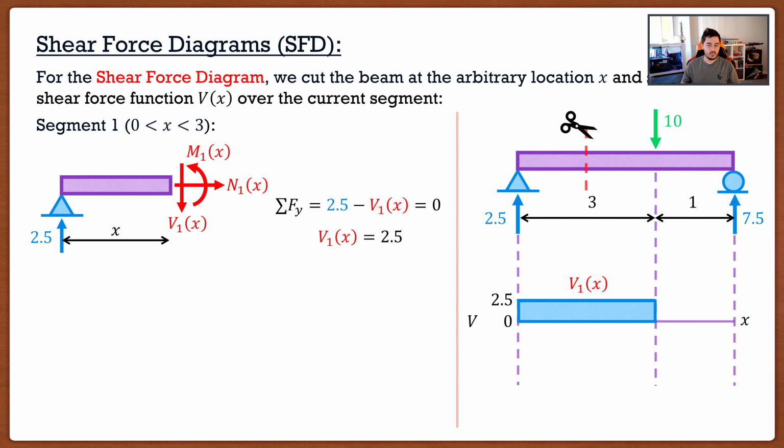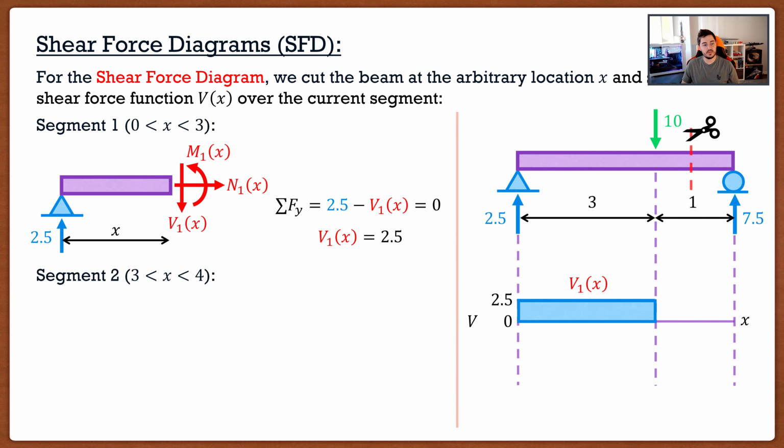Now again, whenever we have a change of loading, we have to analyze the segment after. So after we have that point load, we actually have to cut the beam a second time to analyze this second segment, if you will. So I'm going to go segment 2, and this segment is valid from x equals 3 all the way until x equals 4. How do I analyze it?